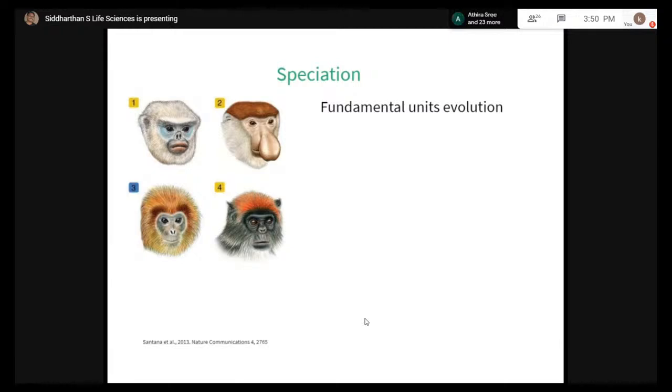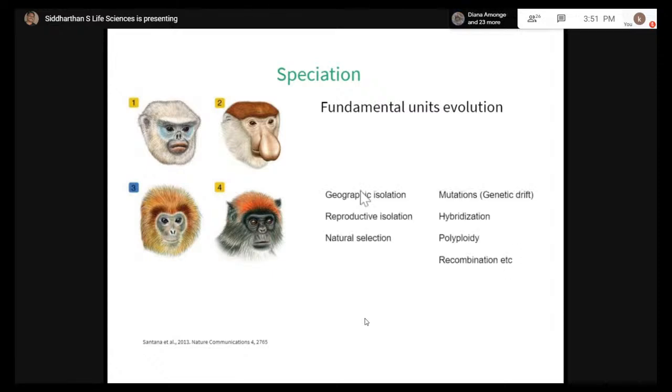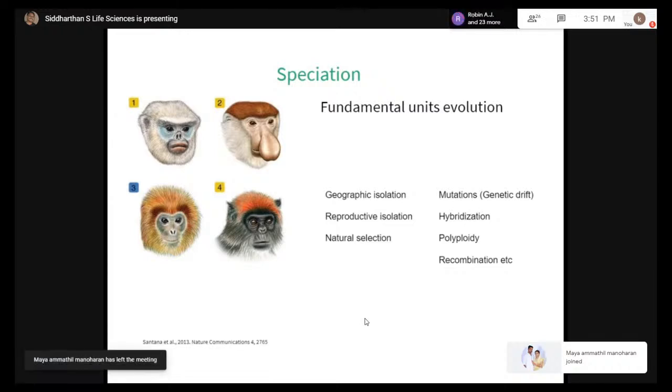So he considered species as a fundamental unit of evolution. He was the first to think about how speciation is happening, rather than seeing species as already created entities. From a physical point of view, species evolve by geographic isolation, reproductive isolation and natural selection. I'll talk about these in the coming slides. From the genetic point of view, speciation occurs from random genetic drift, the normal mutations which are accumulating. And these mutations, if they give an advantage for natural selection, become fixed in the population, and that helps in speciation. Apart from that, speciation can be accelerated by hybridization, two species carrying two different sets of genes and evolving into a new species. Also by polyploidy, doubling of the chromosome number, and also due to recombination after hybridizations. So these are from the genetic point of view.